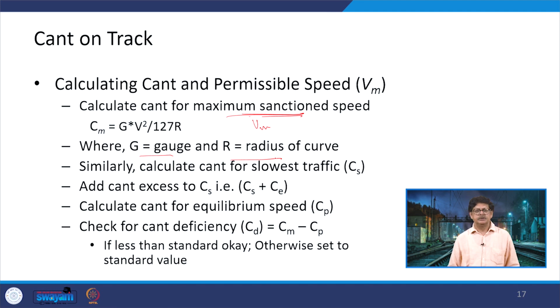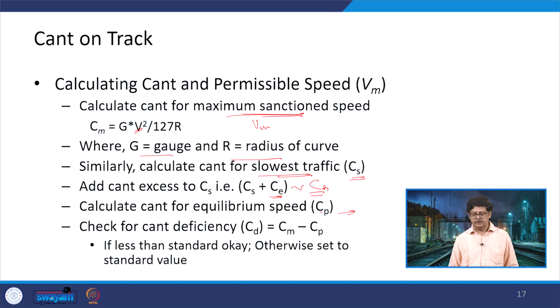Similarly, calculate the Cant for the slowest traffic. If you calculate the value Cs, again this V will change, it will be for the slow traffic. In that we add the Cant excess because it is lesser. So, we have to reach the actual Cant. This becomes the actual Cant condition. So, Cs plus Ce is what we are considering here. Then calculate the equilibrium Cant Cp for that. For calculating that we can use the formula and then check for the Cant deficiency.